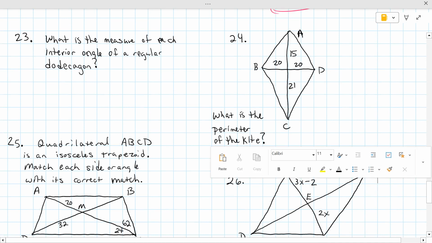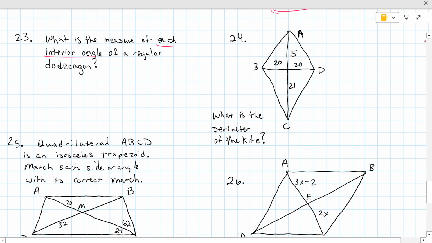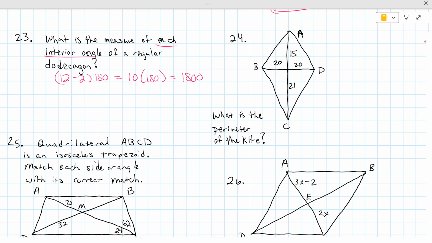All right, 23. What's the measure of each interior angle of a dodecagon? Well, a dodecagon has how many sides? 12. So you take 12 minus 2 times 180, which is 10 times 180, which is 1800. Now, you want each angle, so you divide it by 12. What's 1800 divided by 12? 150 degrees.